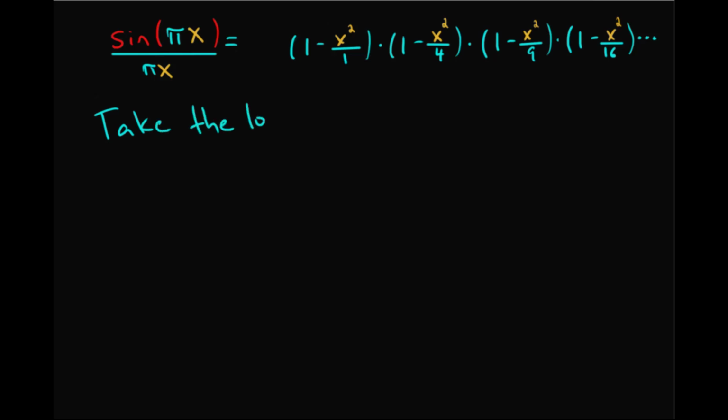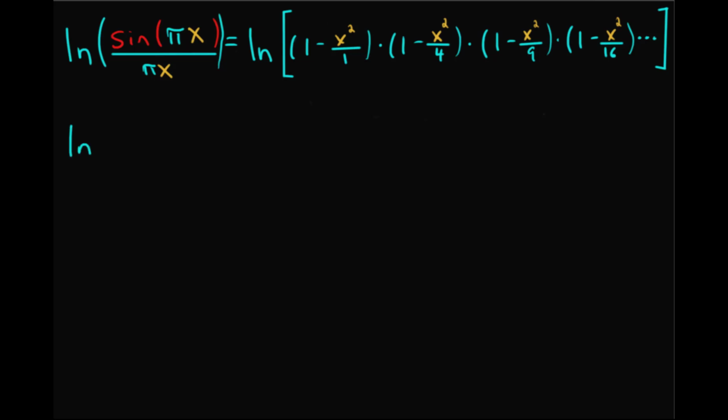Remember that the logarithm of a product of terms equals the sum of the logarithms of the individual terms. So we're going to do that now. We're going to take the log of both sides of this equation. Okay, so then we have the natural logarithm of sine pi x over pi x equals the natural logarithm of this infinite product expression. Okay, so now we'll apply the laws of logarithms. The logarithm of a quotient of two terms is just the difference of the logarithms of those terms. So that means that we'll have log of sine pi x over pi x equals log sine pi x minus log pi x, and that will be equal to this infinite sum.